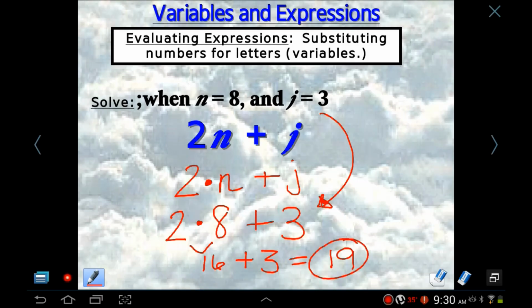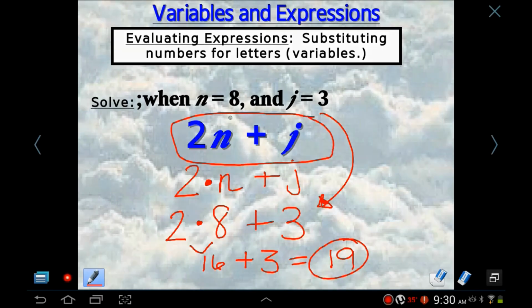And there's the answer. So you can see from this expression right here, 2n plus j, that these truly are variables, n and j, because it depends on what we say n is and what we say j is. I could have written this problem an infinite number of ways, and made n whatever I wanted. I could have made n 0 and j -5. I could make it anything I want. I can make one of the letters equal to pi or something.